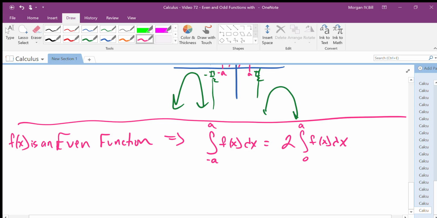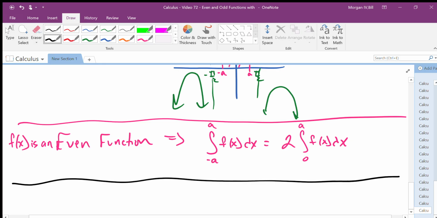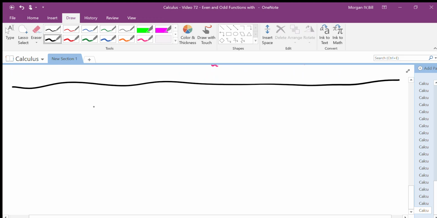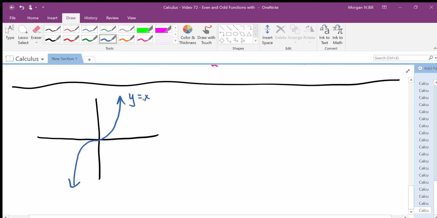But the next one's going to save us even more time. And that is what happens when the function is odd. All right, let's go back to the curve y equals x cubed. Y equals x cubed looks something like this. Now, let's go from, say, negative 2 to 2. Negative 2 here, positive 2 here.